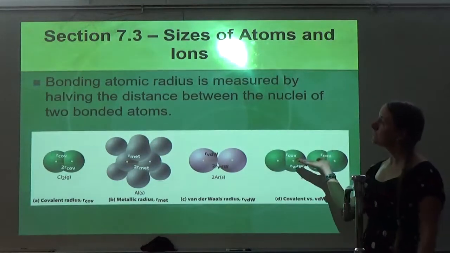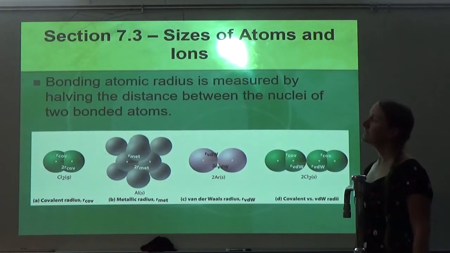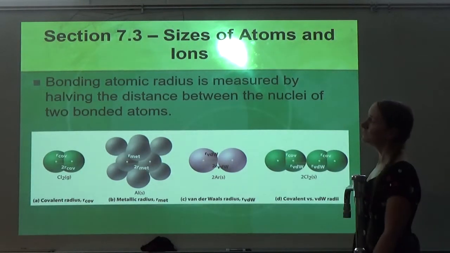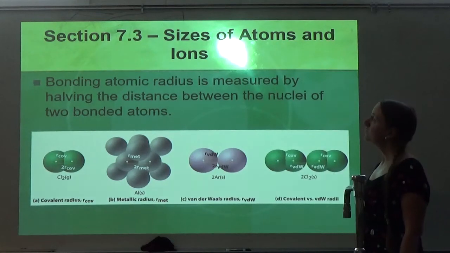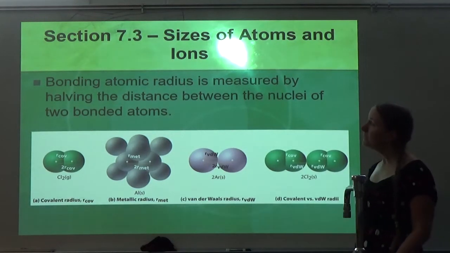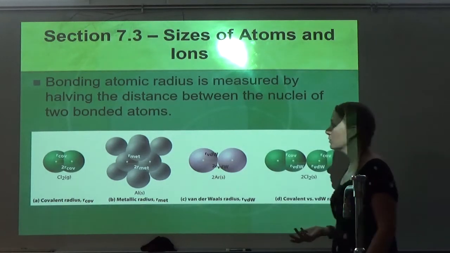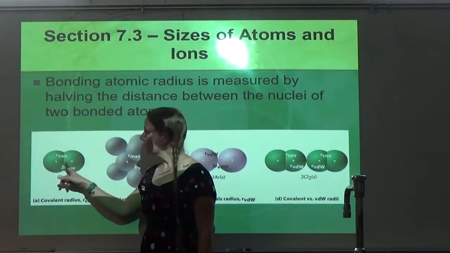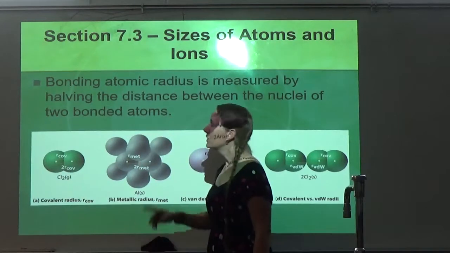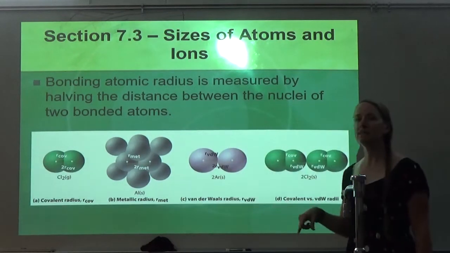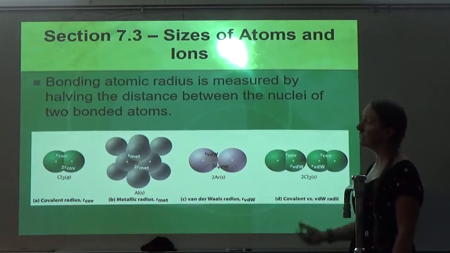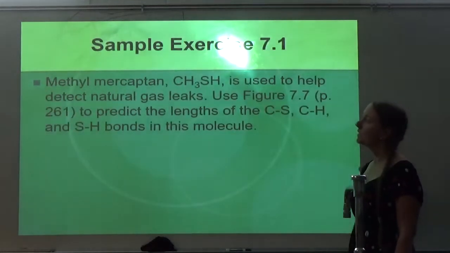All right, so section 7.3, sizes of atoms and ions. So this is what we'll end with in this video. Bonding atomic radius is measured by halving the distance between the nuclei of the two bonded atoms. So in other words, if I know the radius of a chlorine atom, I can just do that radius plus that radius and get the bond length, or the distance between the two.